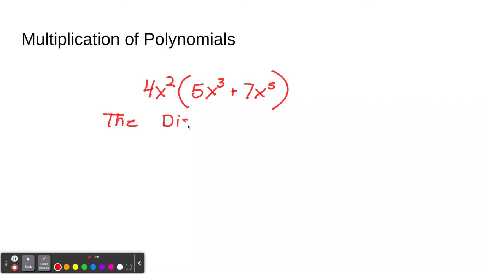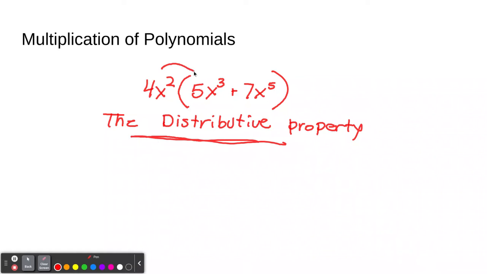Let's keep the red. We'll do 4x squared, and then we'll times it. Remember, parentheses is multiplying, right? We'll do 5x cubed plus 7x to the 5th power. But remember, this is multiplication. This is the distributive property. And you probably learned the distributive property in 6th grade, or maybe before that. So again, we're just distributing the numbers in here. So what do you think this will be? Well, we'll change the pen to get the answer.